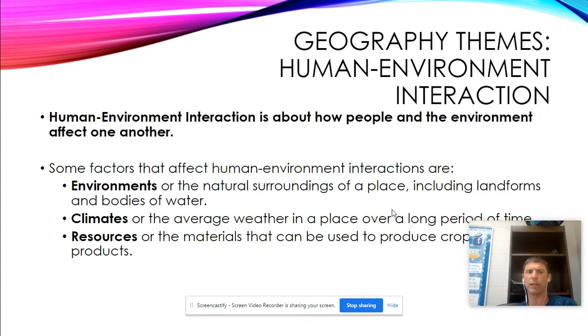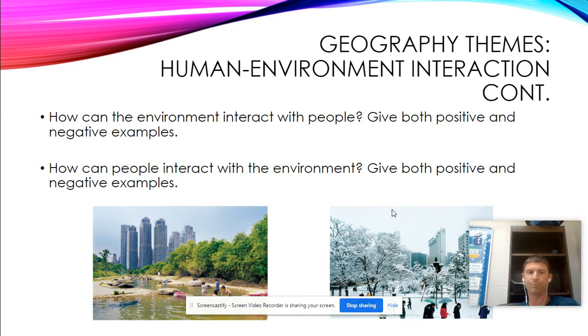Human-environment interaction is a really important one because I feel like that's where geography kind of combines with history. How have there been effects from humans on the environment? How have there been effects from the environment on humans? So seeing those connections together is really important as well.